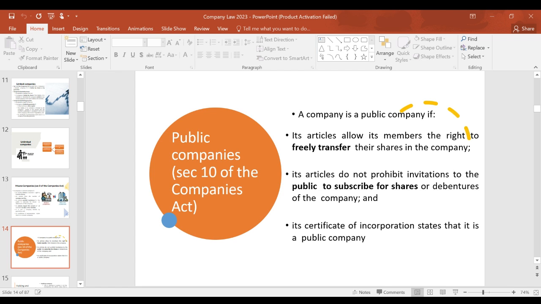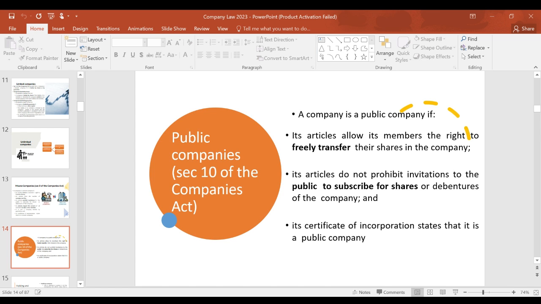Now, what about a public company? Section 10 of the Companies Act provides that the members of a public company have the right to freely transfer their shares within the company. So they can sell their shares to anyone in the event that they want to exit the company. So the shares of a public company are always freely transferable.